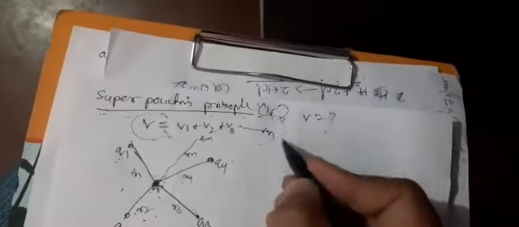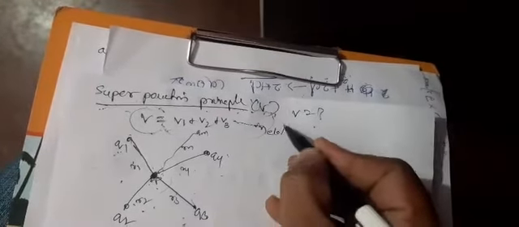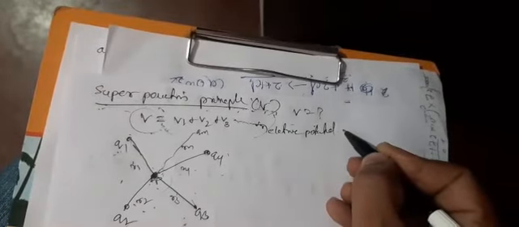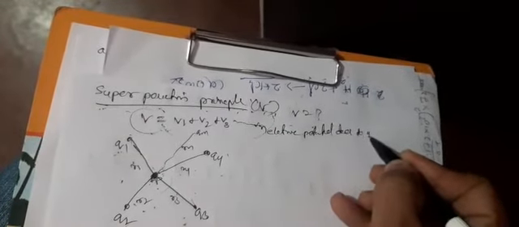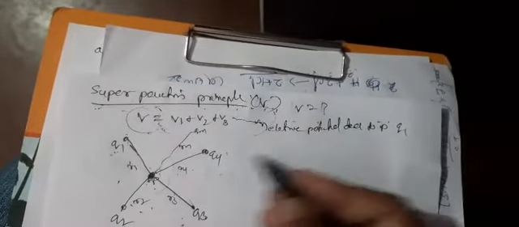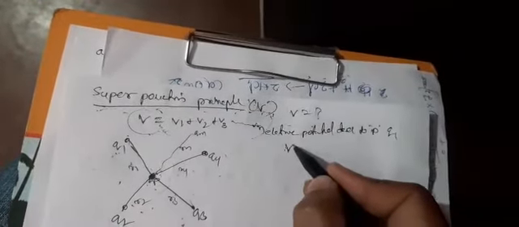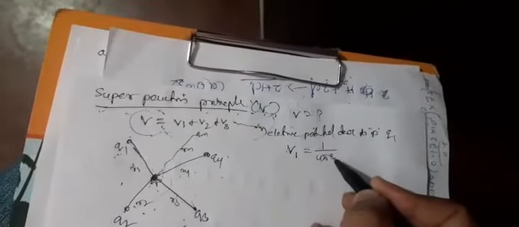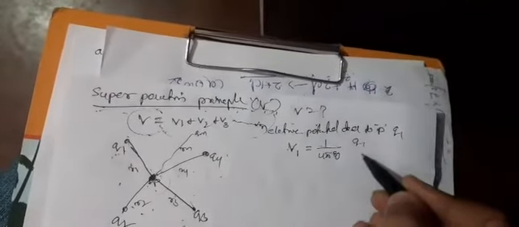First, find the electric potential at point P due to the charge Q1. What is the equation? The electric potential V1 is equal to the constant 1 by 4 pi epsilon naught, times the single point charge Q1, divided by the distance R1.